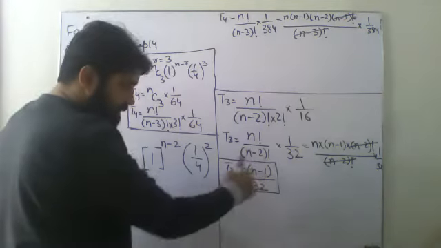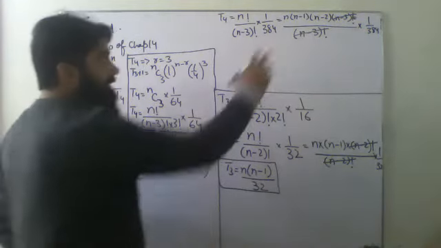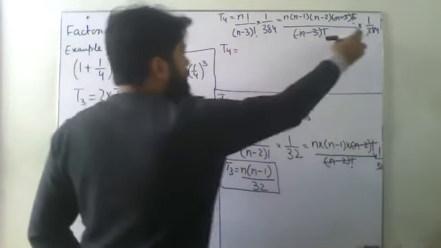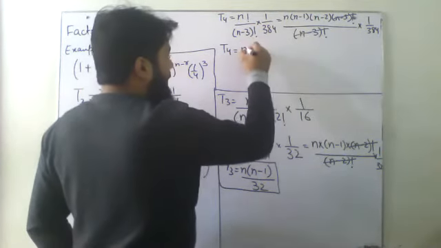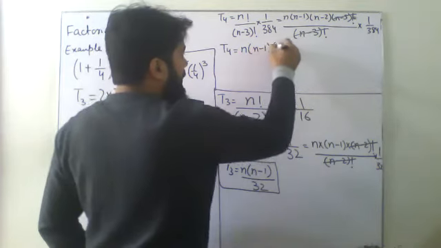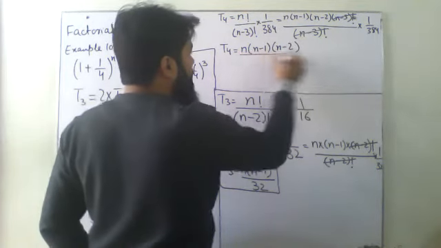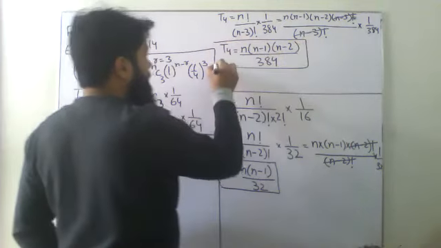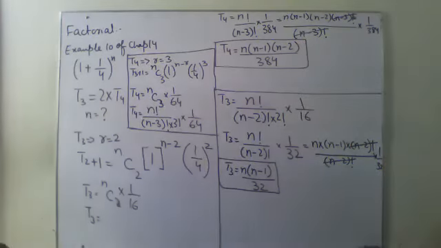See, I haven't multiplied these two over here. I've kept it like this. The same thing I'm going to do over here. T4 equals n minus 1, n minus 2 over 384. That's your T4 value. Okay, that's your value of T4, right?